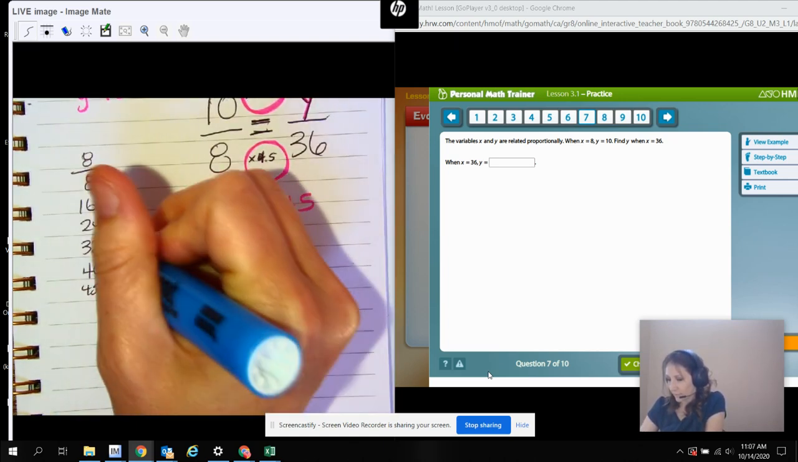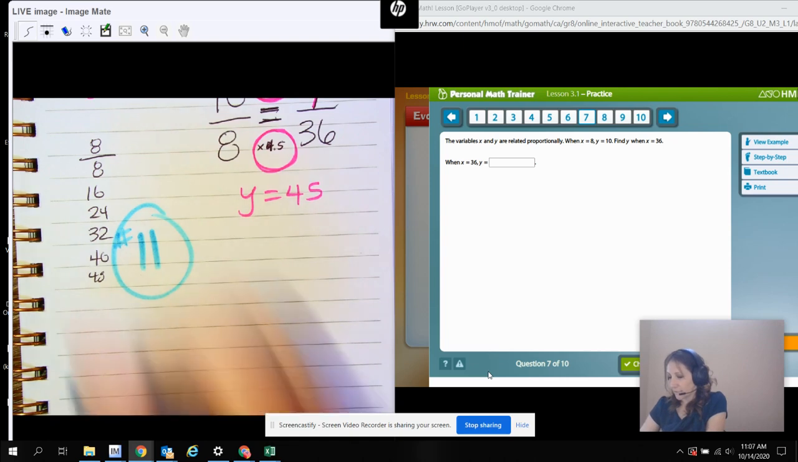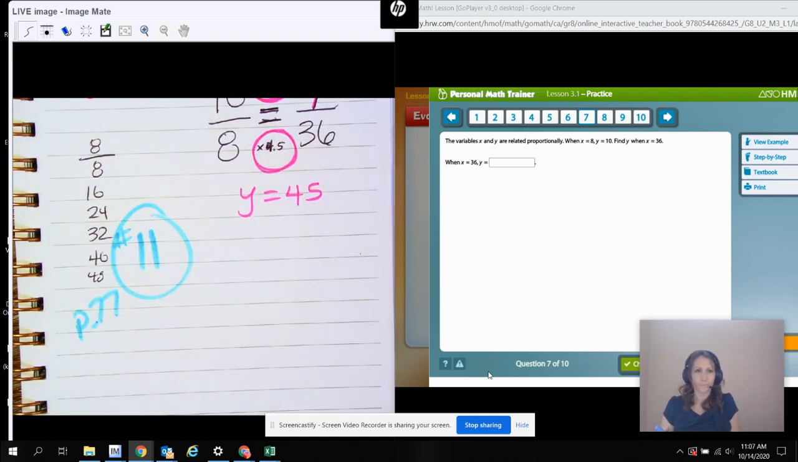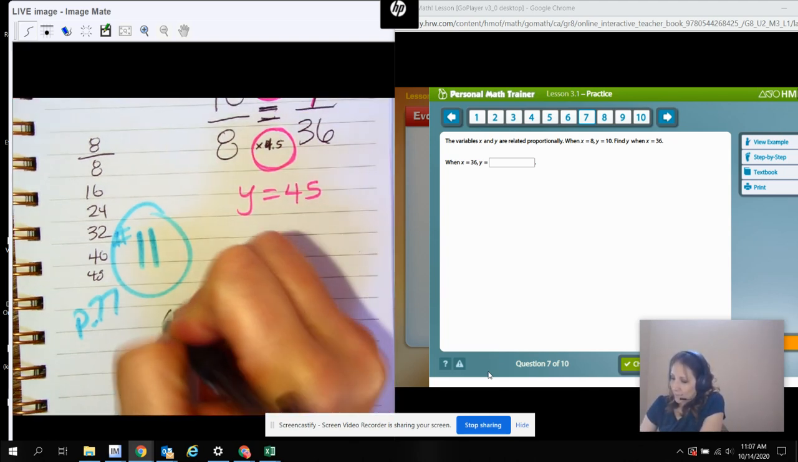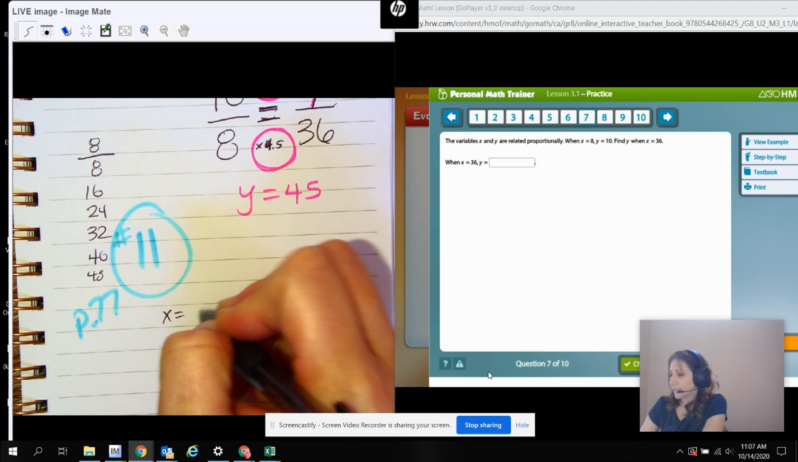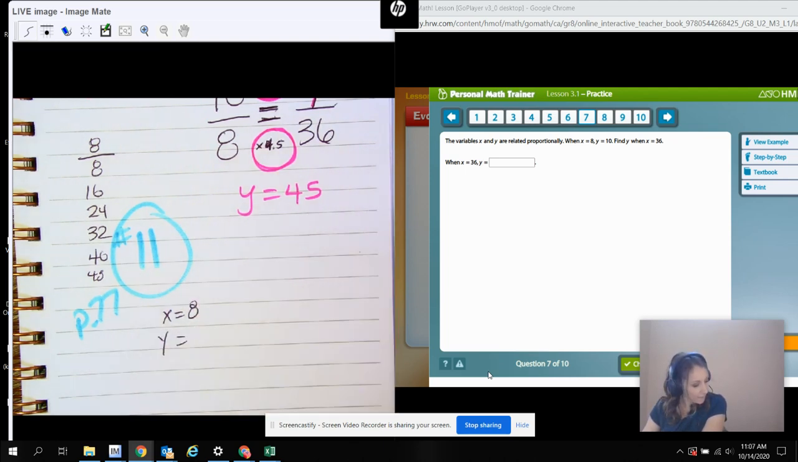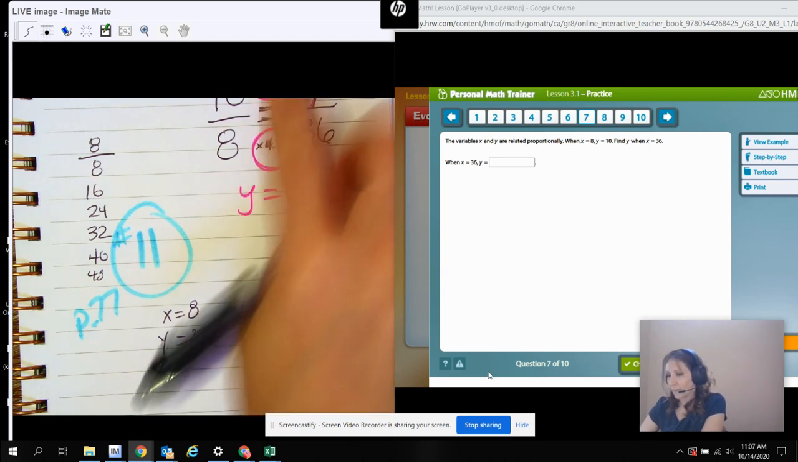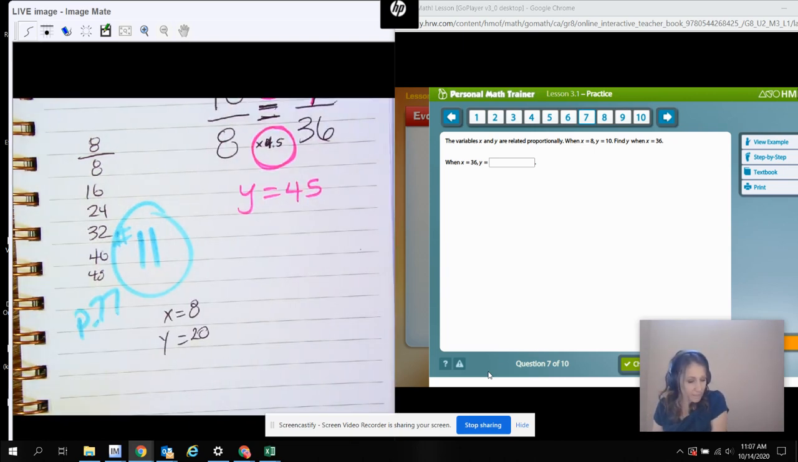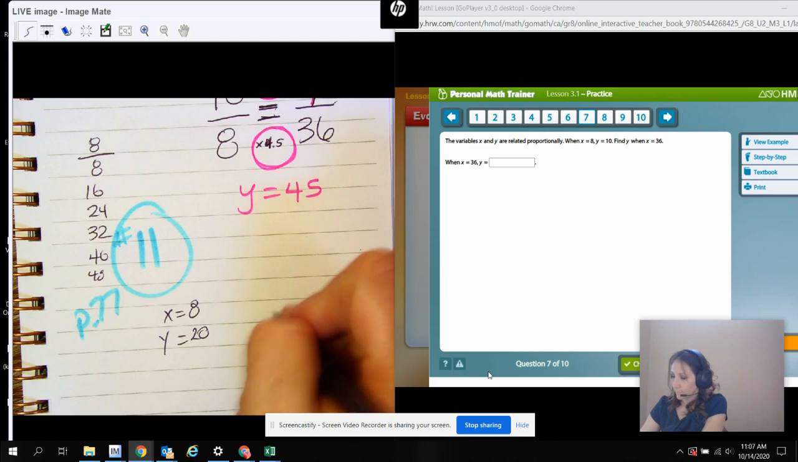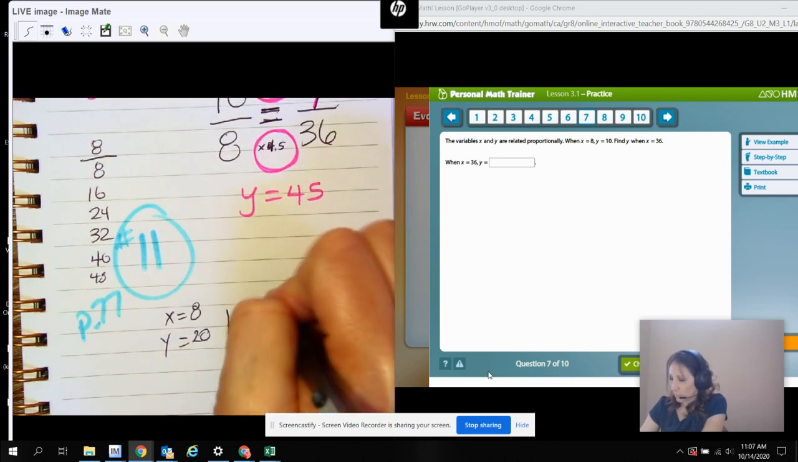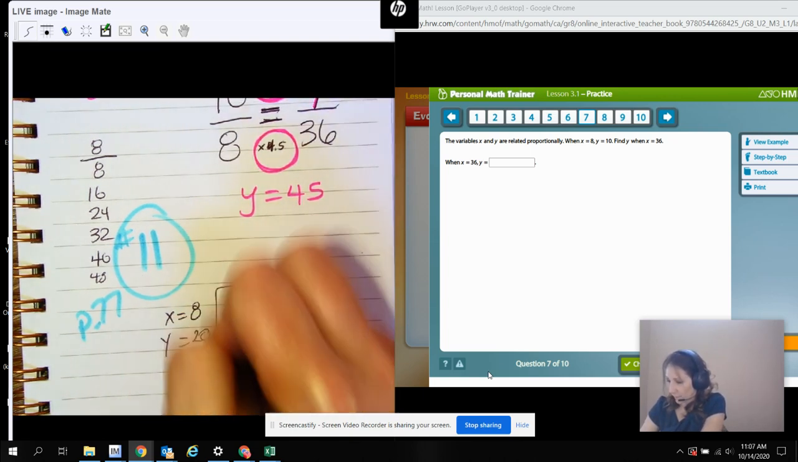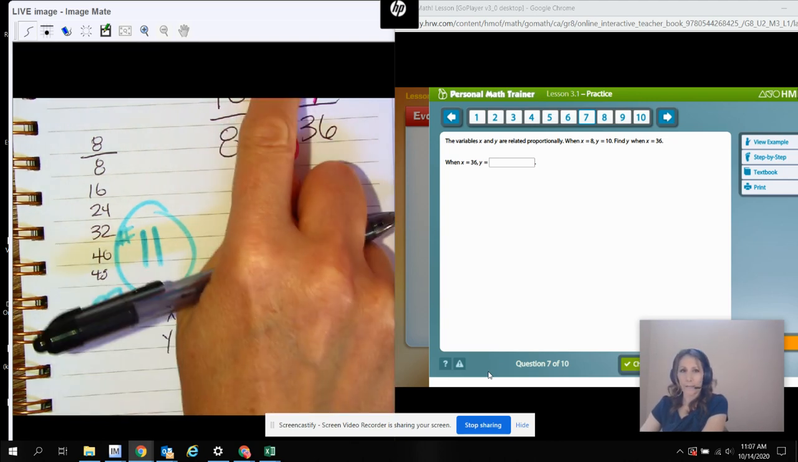Now, because I am a nice lady, let's look at what 11 says in your book. So this is number 11 on page 77. Number 11 says, when X is 8, so X is 8 and Y is 20. Okay, so there's my K value. So I have my unit rate. It wants us to find Y. So if I know K equals 20 over 8, right? So I got that. I got that from up here.